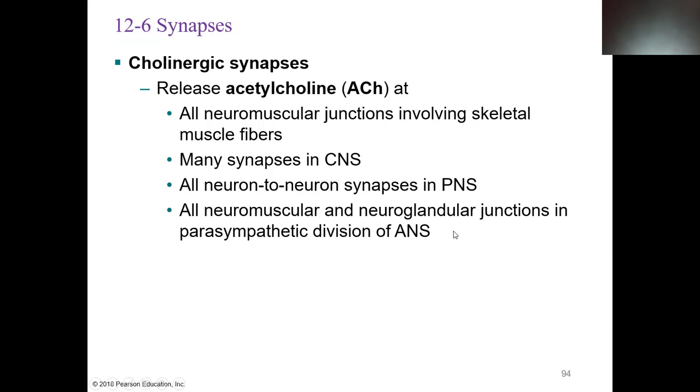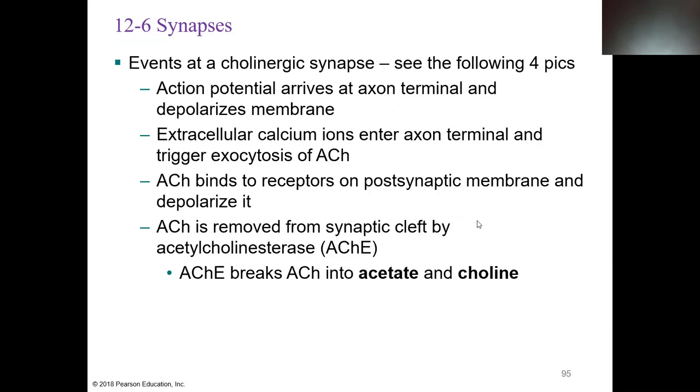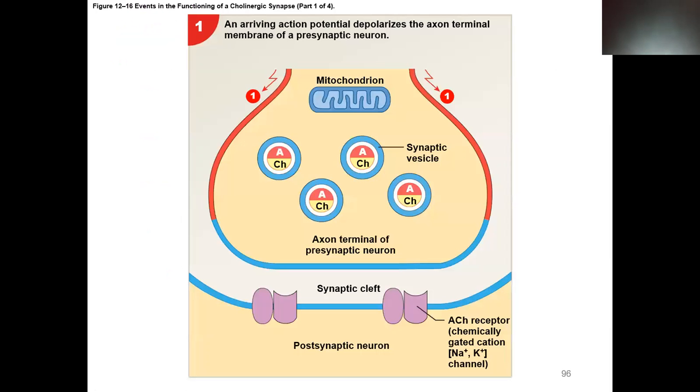So very important neurotransmitter. For my words people, this is your slide right here, but I'm going to do the 4 pictures that follow to talk about what's happening in this synapse, so that way you can see and understand with the picture. So we can see step number 1, we have the action potential depolarizing the axon terminal. So you can see this action potential is coming down.